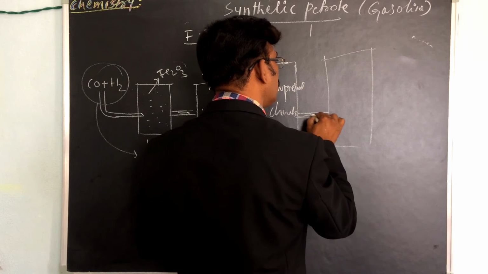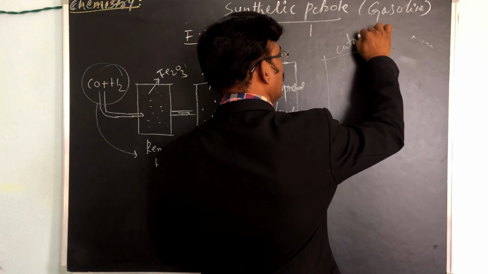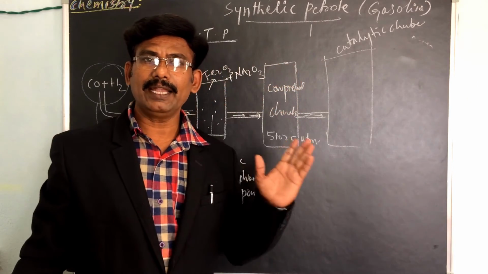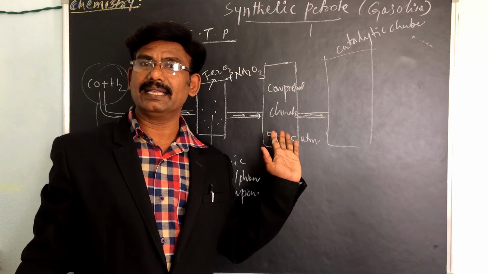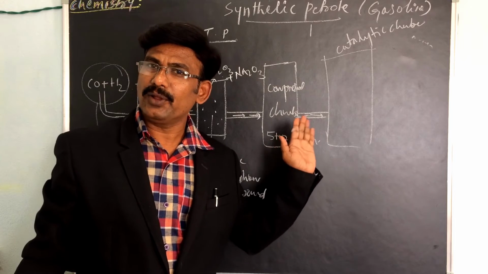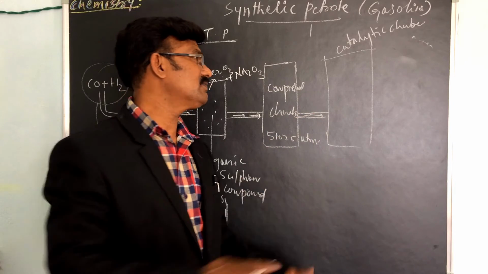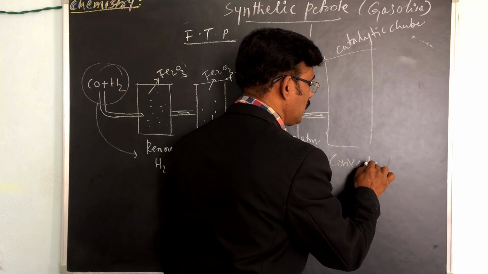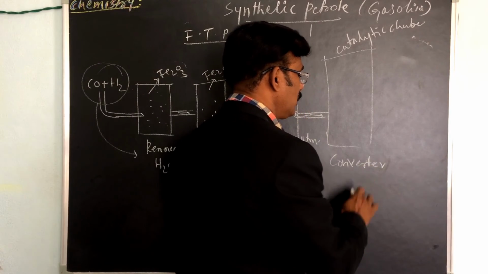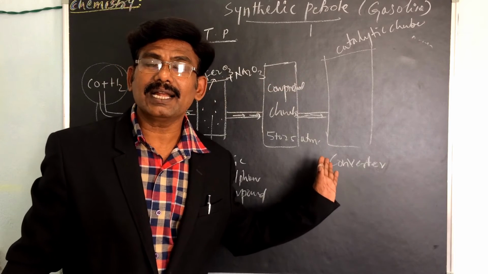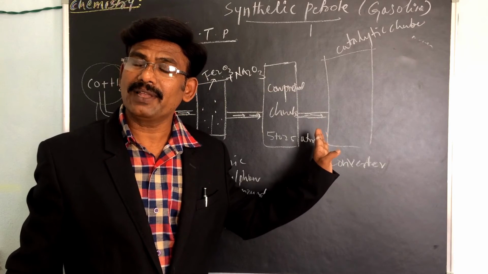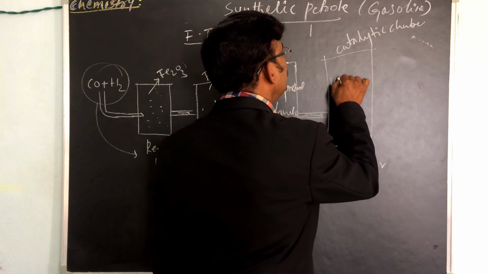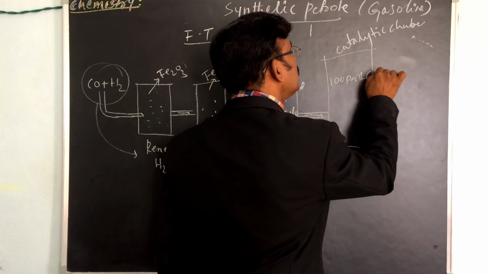This chamber is very, very important. The compressed gas enters the catalytic chamber, then passes through a converter. This converter contains a catalyst. What type of catalyst is there? A mixture of 100 parts of cobalt.